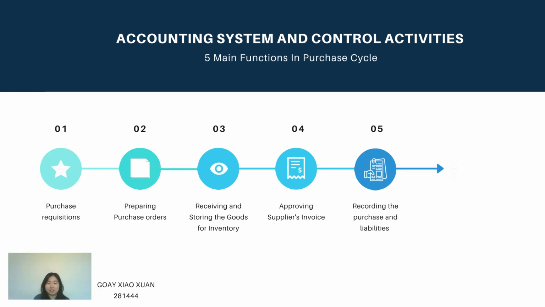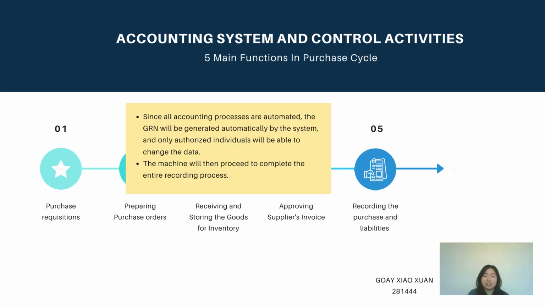The last main function is recording the purchase and liabilities. The control operations should be focused on the computerized system to ensure that it correctly and efficiently processes. It is because the entire accounting processes are automated and only authorized individuals will be able to change the data.